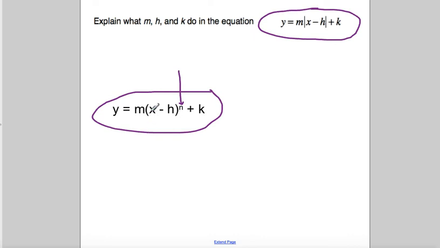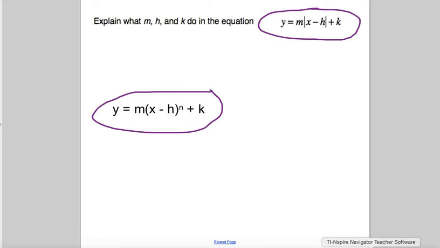And we can do other things. We can change the parentheses to absolute value, or we could change it to square root. And the m, the h, and the k still do the same thing. And so this is what I like to call the everything function, because it does a little bit of everything. And once you know this, you can pretty much graph a lot of different functions without the use of a graphing calculator.